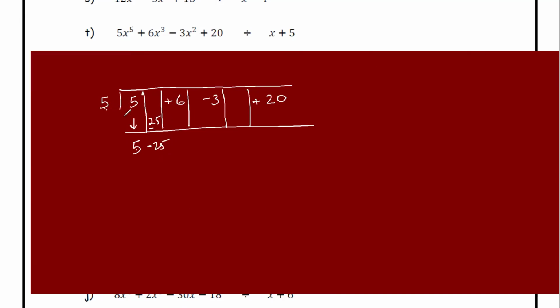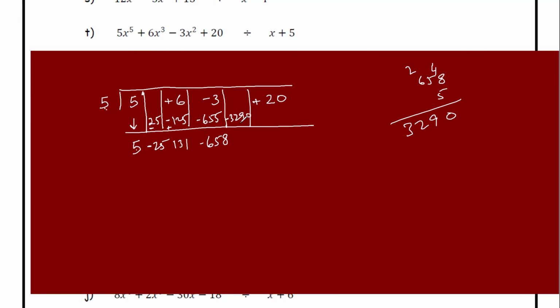Now 5 times negative 25 is negative 125. Change the sign, and you got 131. 5 times 131 is 655. We calculated that. Change the sign, and you got negative 658. Correct. And 5 times negative 658 is 3290. So I think we are on the right track.